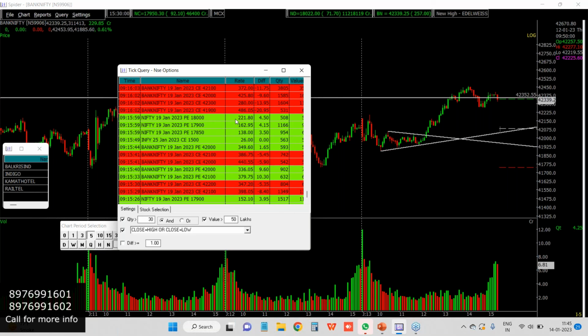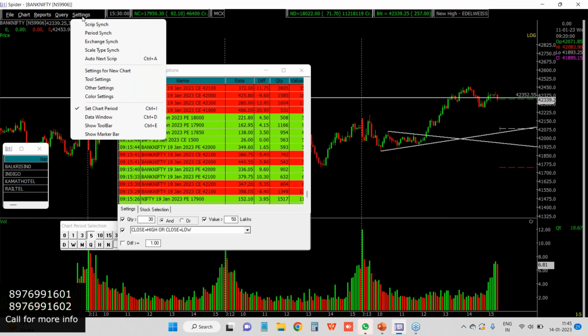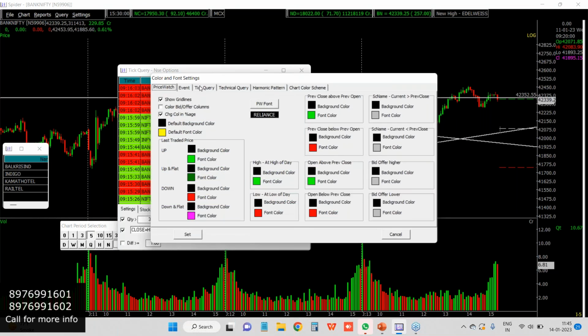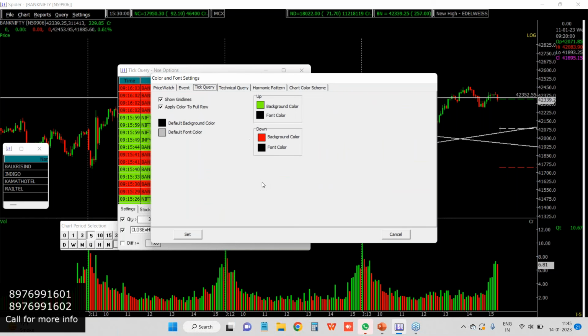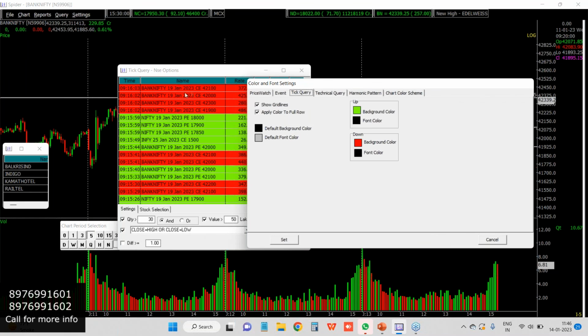Now, how to use this is, first of all, I would like you guys to change the setting. Go to settings, go to the color setting, and when you go for tick query, select this condition, and select the color as this. You don't have to differentiate between writing and buying or whatever strike price it is happening at, just select this condition. If it's positive, up, go for green. And if it is negative, go for red. And then click on apply to full row.